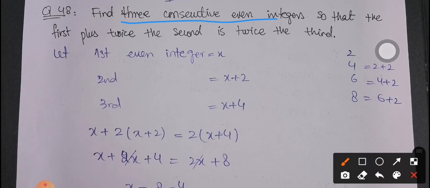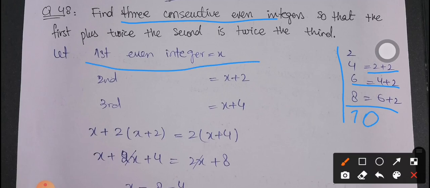But now we have to find out the relationship between the consecutive even integers, as we know that the even integers are 2, 4, 6, 8 and so on. So 4 is going to be 2 plus 2, 6 is going to be 4 plus 2, 8 is going to be 6 plus 2. So in order to get the next even integer, we have to add 2 to the previous one. So by adding 2 to 8, we get the next even integer, which is 10 and so on.